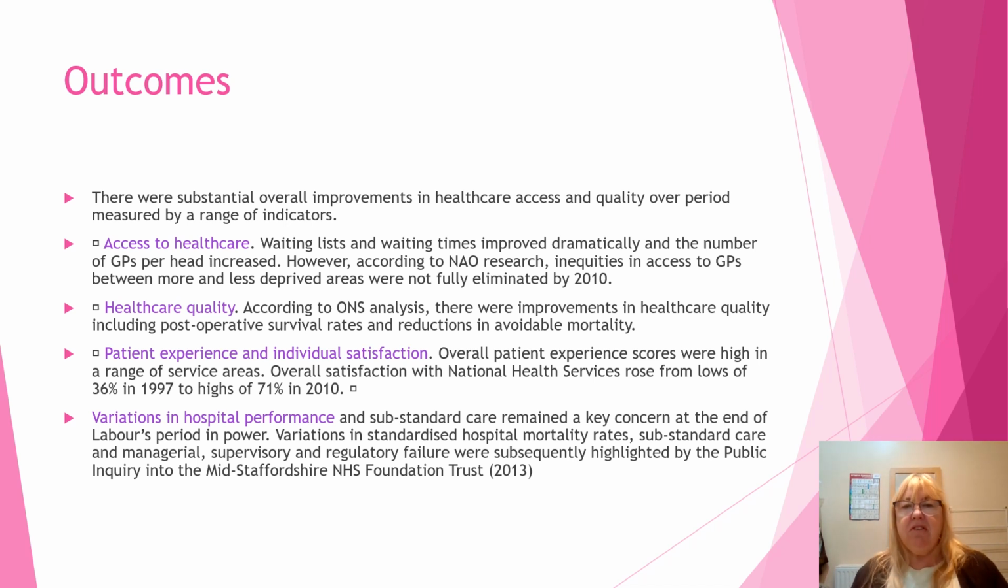Outcomes. There were quite substantial overall improvements in healthcare access. Breaking it down into 4 areas: access to healthcare. Waiting lists were improved dramatically. Waiting times were shortened dramatically, and the number of GPs per head increased a lot. So there were more GPs in the community dealing with things, reducing the number of people going to hospital, reducing people having to wait, nipping things in the bud earlier before they got more complex.